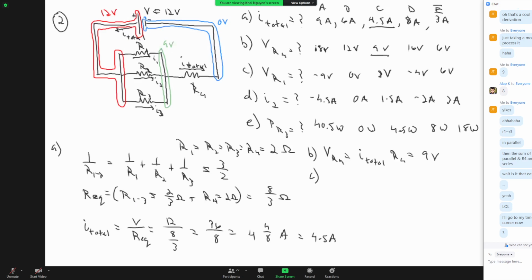Voltage of R1 is equal to 3 volts, because it's dropping 12 to 3. 12 minus 9 is 3 across each one of these. 3 volts. I2. If we know that VR2 is equal to 3 volts, then I2, R2, and R2 is what? 2 ohms? Then I2 is equal to 1.5 amps.